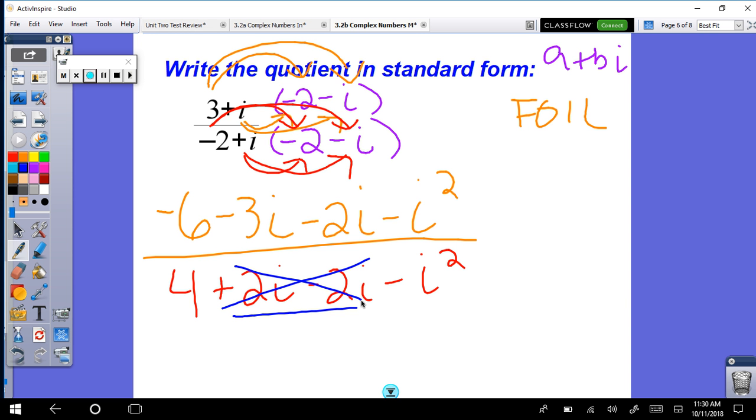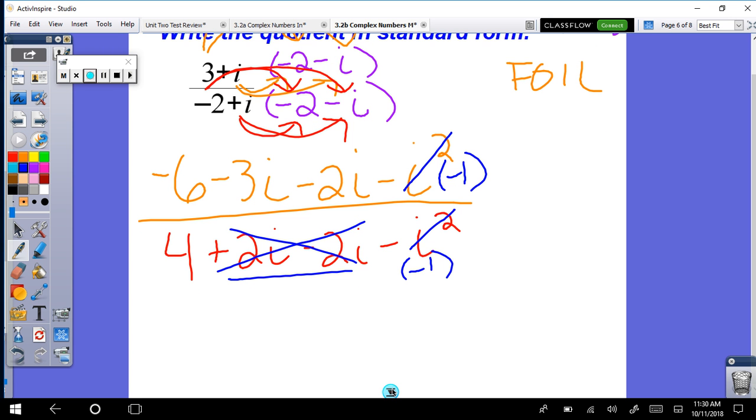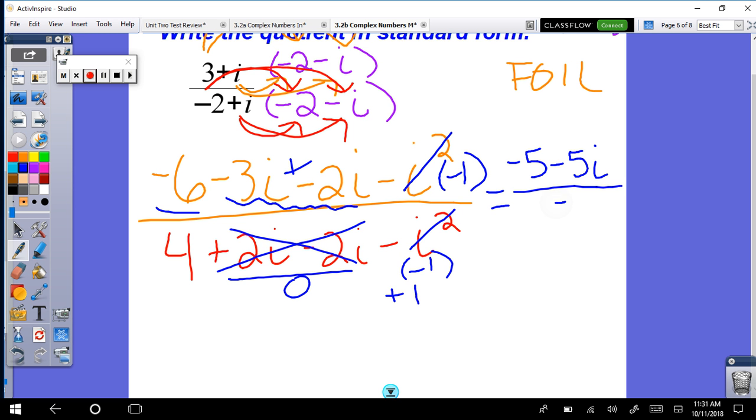Then on top here, I'm going to have this I squared. I'm going to substitute in a negative 1. And this I squared, I'm going to substitute in a negative 1. So that's going to leave me with negative 6 minus negative 1, which is negative 6 plus 1. So on the top, I'm going to have negative 6 plus 1 is negative 5. And negative 3 minus 2 is really like negative 3 plus negative 2, so it's negative 5I. All over, 2I minus 2I was 0. And then 4 minus negative 1 is really 4 plus 1, which is 5.